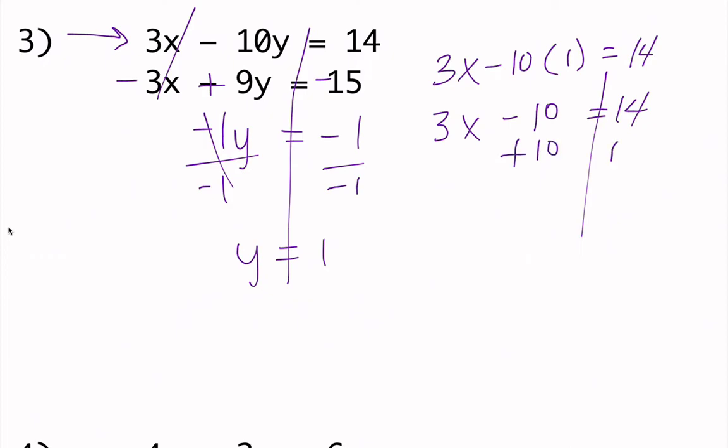Add 10 to both sides. It's going to give me 3x equals 24. Divide both sides by 3, and that will leave me with x is equal to 8. So I know the point at which they would intersect is the point 8, 1.